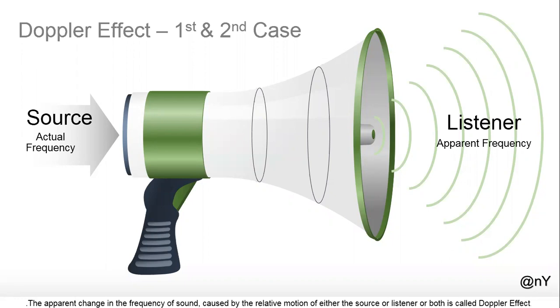The apparent change in the frequency of sound caused by the relative motion of either the source or the listener or both is called the Doppler effect. In simpler words, if we have a source emitting sound waves of actual frequency, then whatever the listener is hearing is the apparent frequency, which is not the real frequency of the sound waves. This phenomenon is called the Doppler effect.